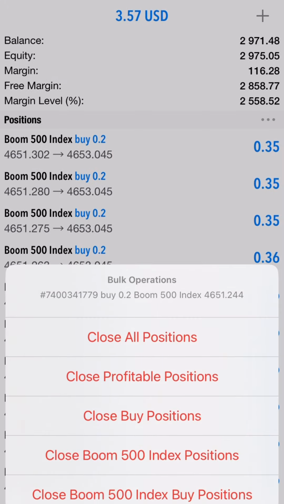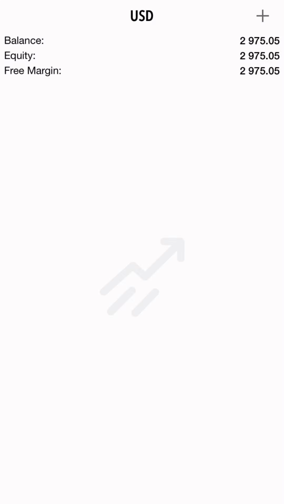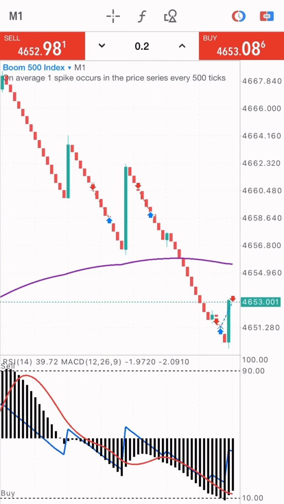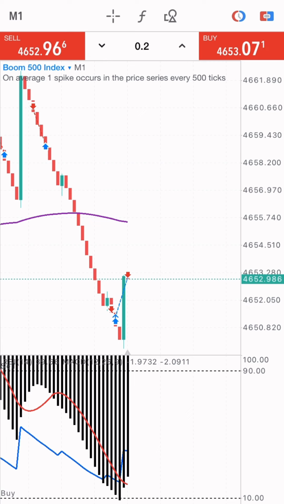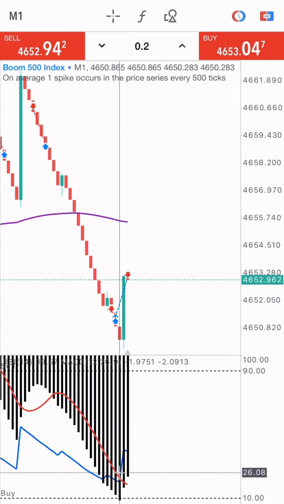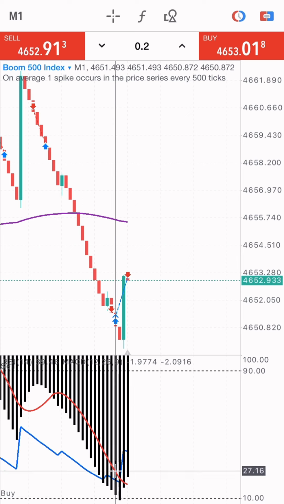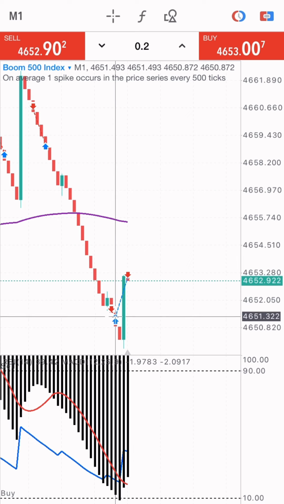We can clearly see our balance right here is 3.57 USD, right? So guys, I just caught the spike live, right? So this is live trading, right? So you can clearly see that when price got into this point, a spike occurred immediately, right? See right here, I placed a buy at this point, right?